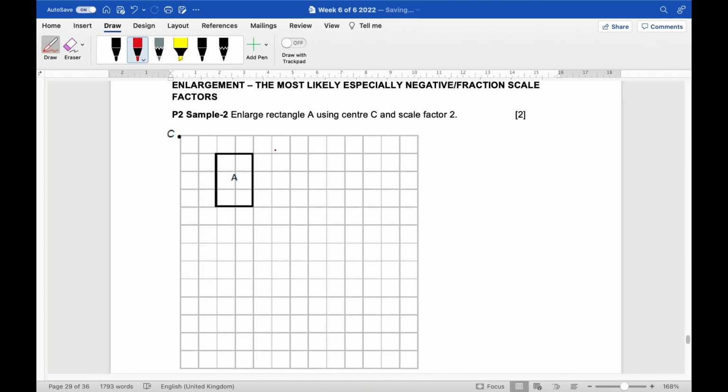So here, enlarge with a scale factor 2. So basically, we want to draw this shape. What this means is twice as big, 2 times as big. Okay, but also twice as far away from C. So to get from C to this corner, I've got 2 squares across and 1 square down. So to get to my new position, I've got to go twice as far, 4 squares away and 2 squares down. I then draw it twice as big, but with a ruler. And that's shape B. Okay.